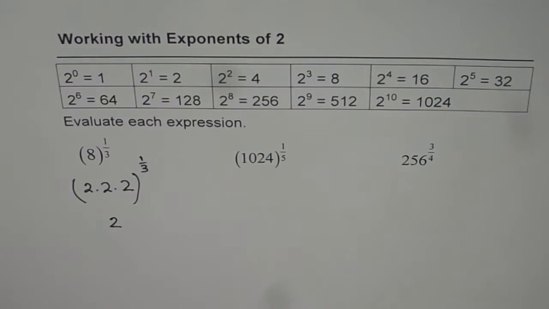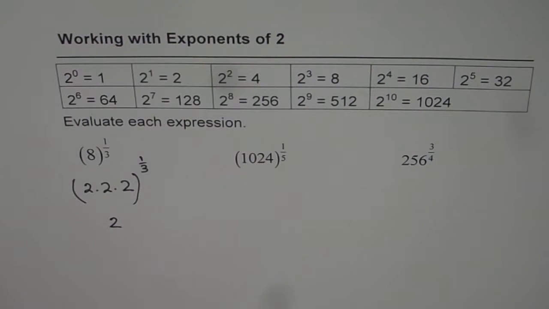This table helps to understand. If 2 cubed equals 8, then the cube root of 8 is 2. So that is how we can correlate the two things. I hope that part is clear.